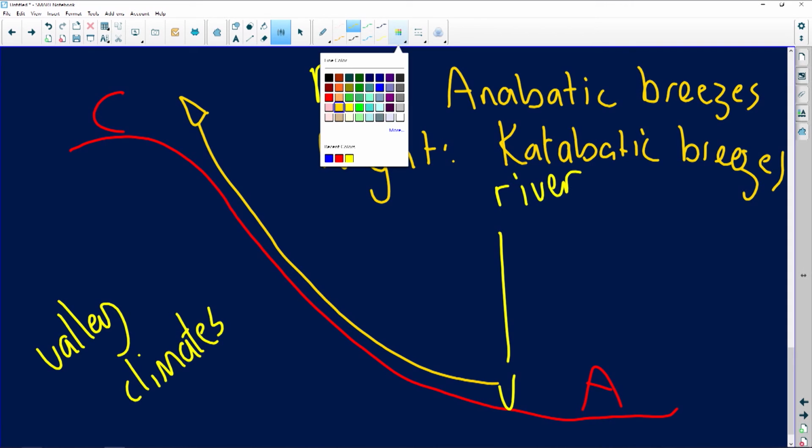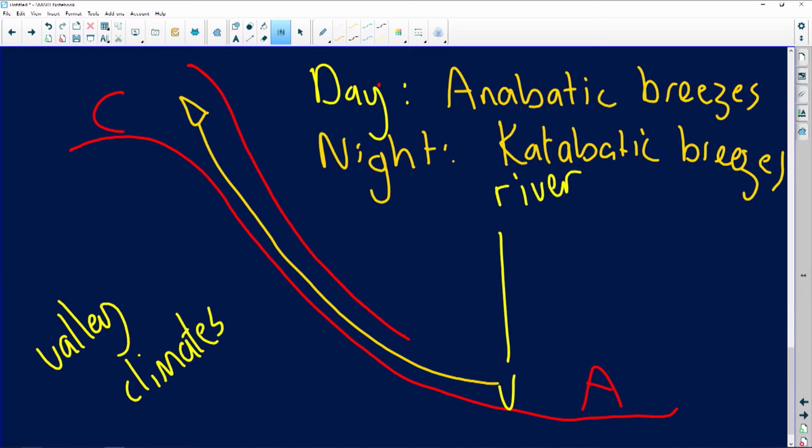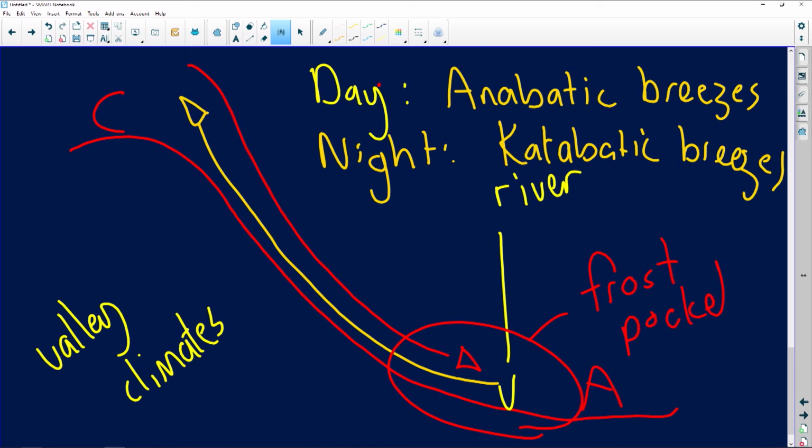So what happens during nighttime? We experience downward movement of air, and we call that Catabatic breezes. So definitely, especially during nighttime, A might be prone to frost because it's situated at the bottom of the valley. That's where we find our frost pocket. So we might experience frost, especially during winter times over there, whereas C won't experience it.